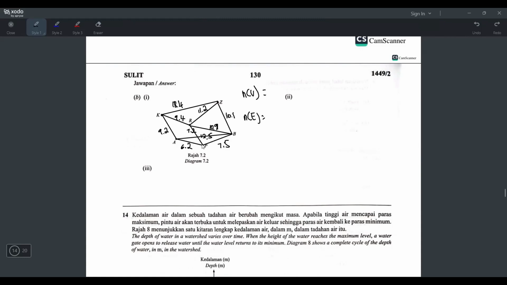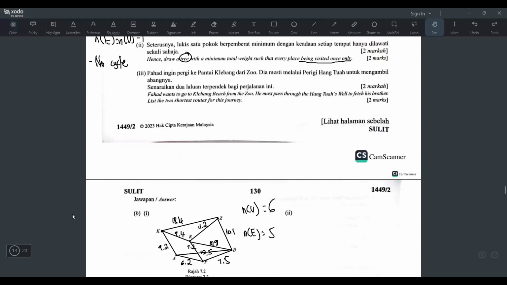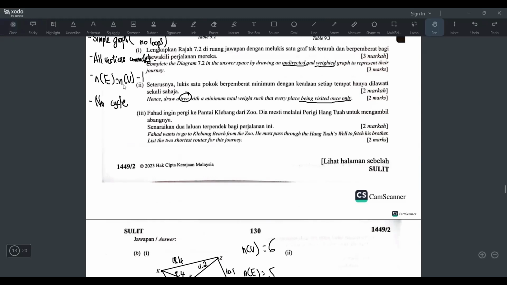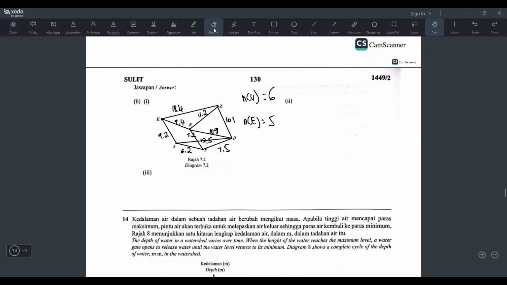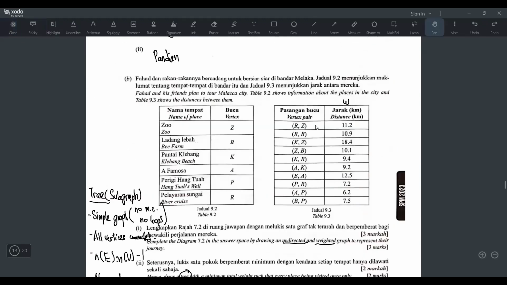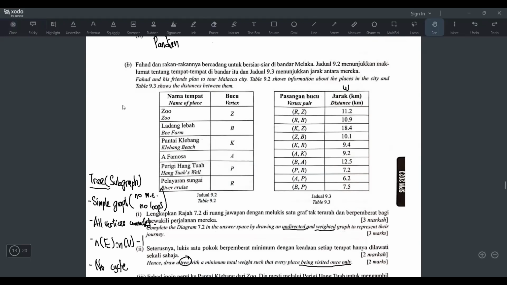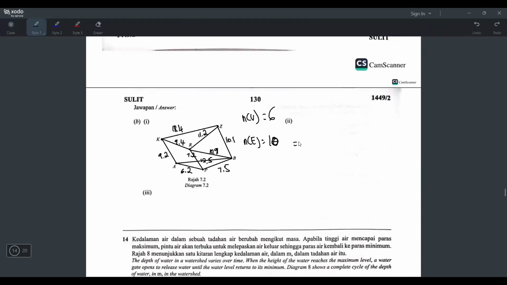So 1, 2, 3, 4, 5, 6. And then the number of edges should be 5 if you want it to be a tree lah, because the tree is NE equals NV minus 1, right? It must be 5, right? But now it's not 5. Now is 1, 2, 3, 4, 5, 6, 7, 8, 9, 10. Okay, there's actually 10 edges. Ataupun you nak kira dari table pun boleh. 1, 2, 3, 4, 5, 6, 7, 8, 9, 10. Can also. Okay, but I told you just now I want it to be 5, right?